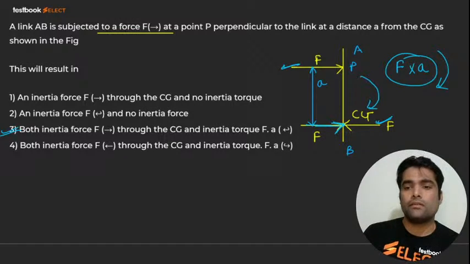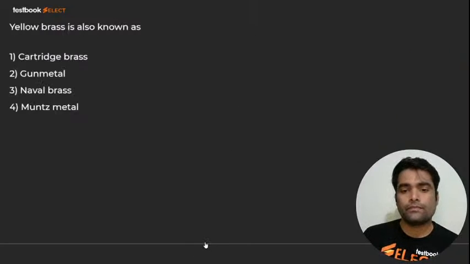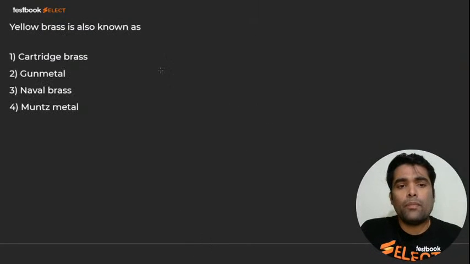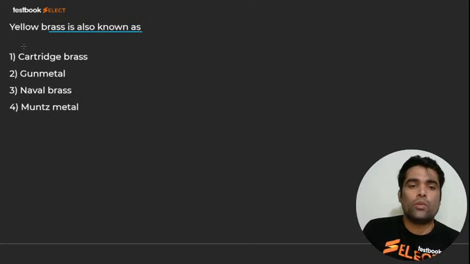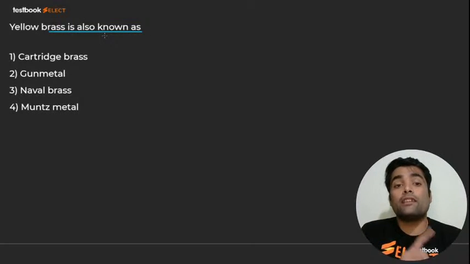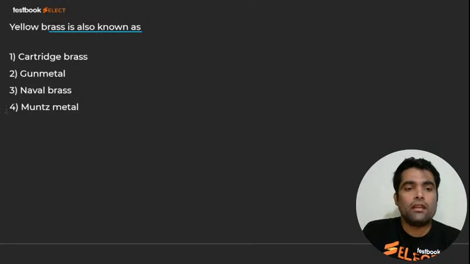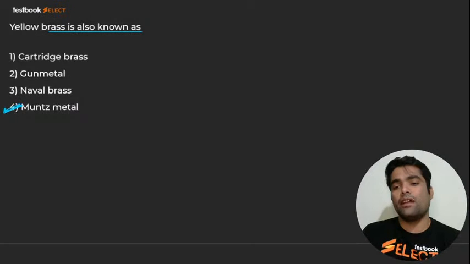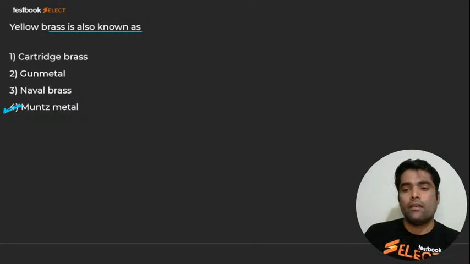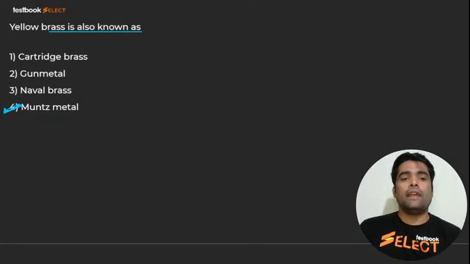Here I go for next. Yellow brass is also known as, my dear. Yellow brass is also known as. क्या बोलते हैं yellow brass को? Yellow brass is also known as Muntz metal, my dear. Remember, Muntz metal. It is known as Muntz metal. I repeat. Very good.